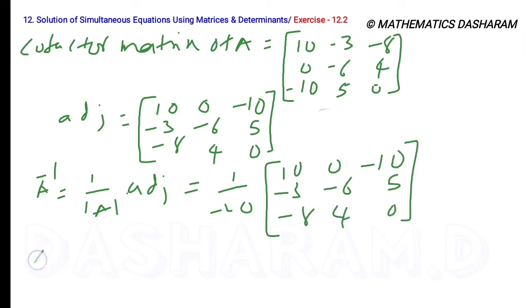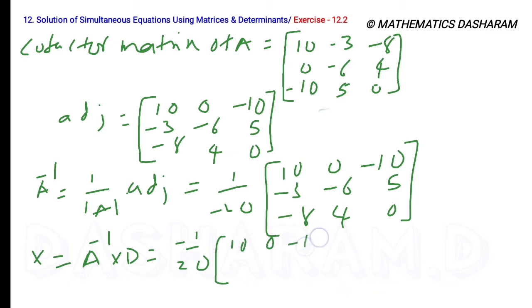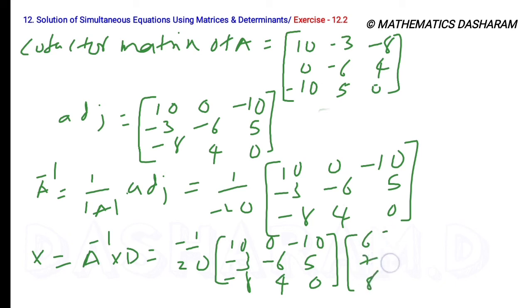Now we need to find the X value. So X equals A inverse into D. A inverse means minus 1 by 20 into 10, 0, minus 10, minus 3, and the constant matrix is 6, 7, 8. So let's multiply these two matrices.